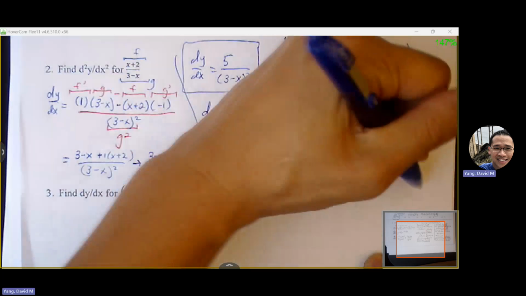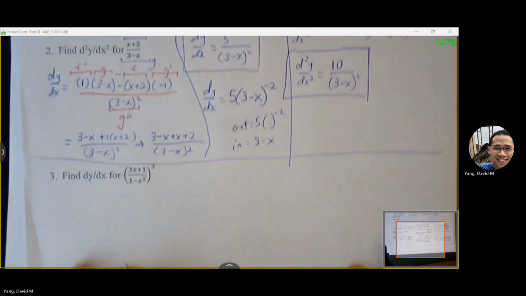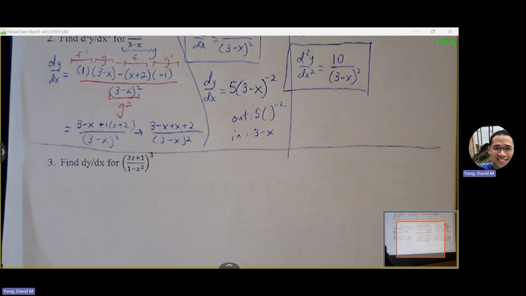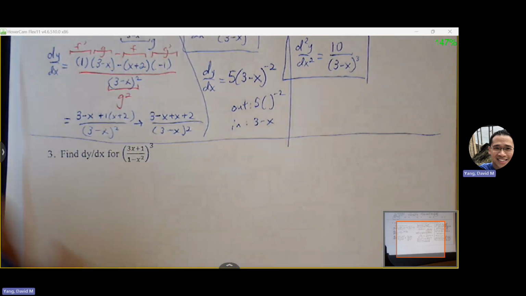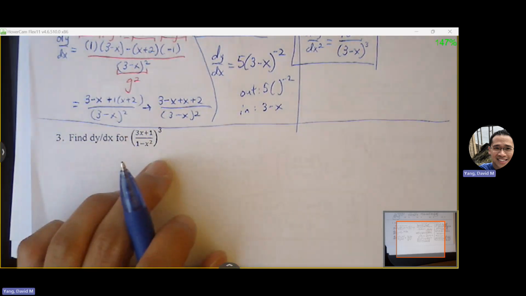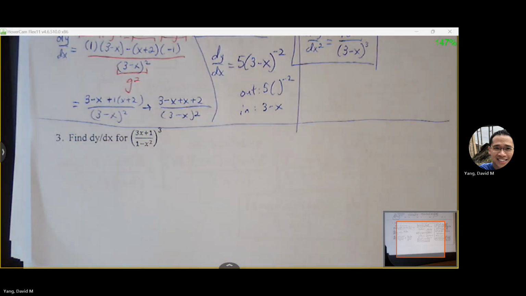All right, number 3. Find dy dx. So we're just finding the first derivative here. 3x plus 1 all over 1 minus x squared, all raised to the third power. This is a combination of rules here. What's involved if we want to find the derivative? Chain rule and quotient rule, right? Which one comes first?